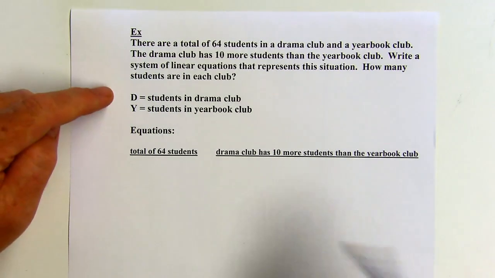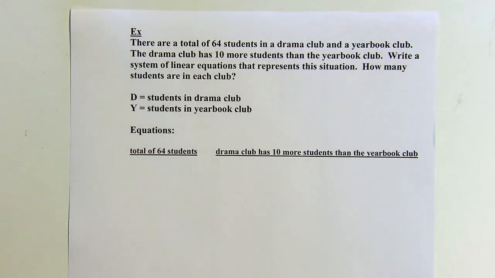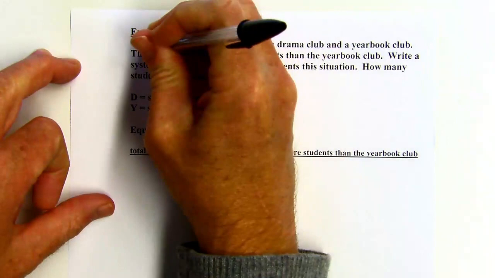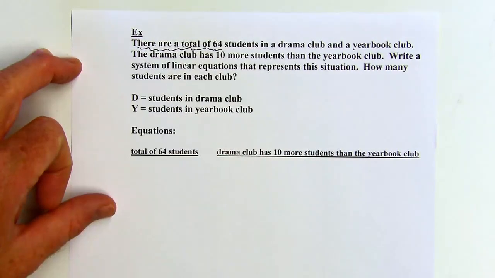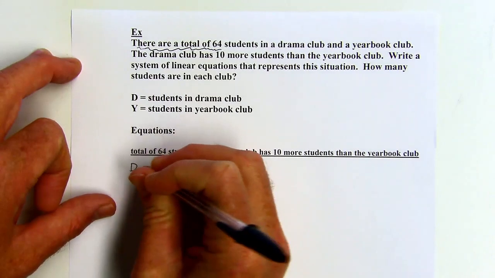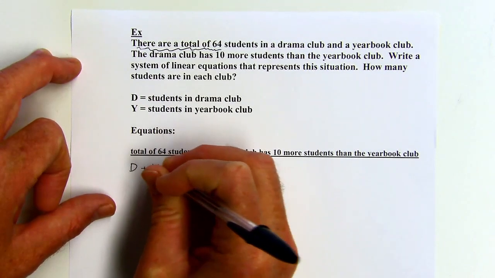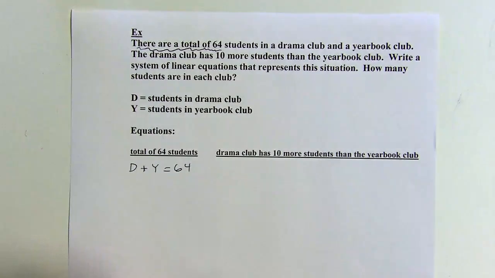Okay, so let's say that D is the number of students in the drama club and Y is the number of students in the yearbook club. So we're going to have to write two different equations. We're going to write one equation just based on this first piece. There are a total of 64 students in the two clubs. So then I can say D plus Y is going to equal 64. Pretty simple equation there, okay?